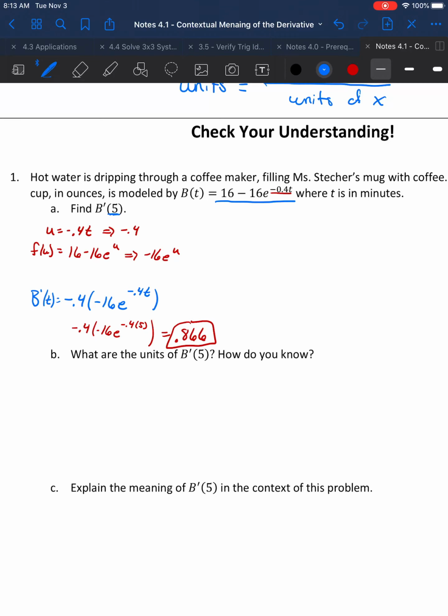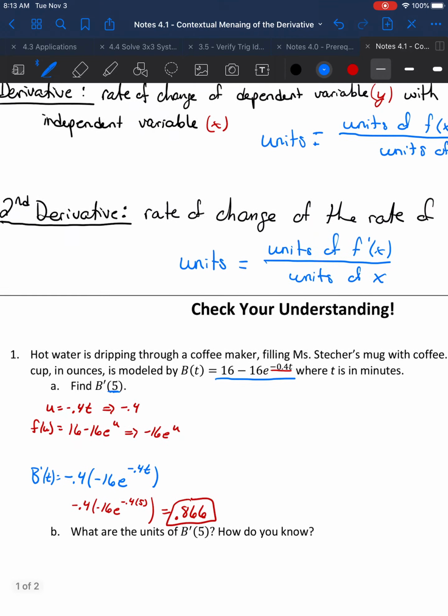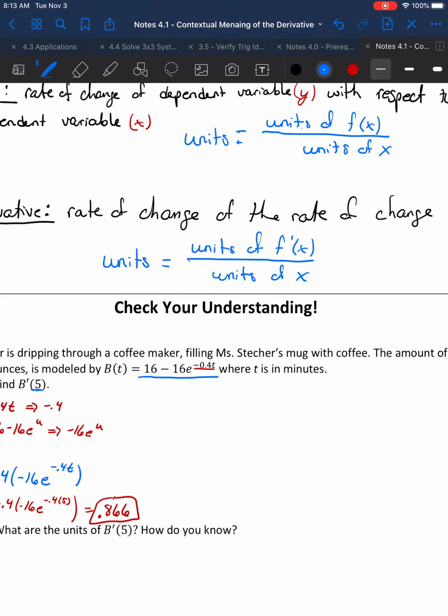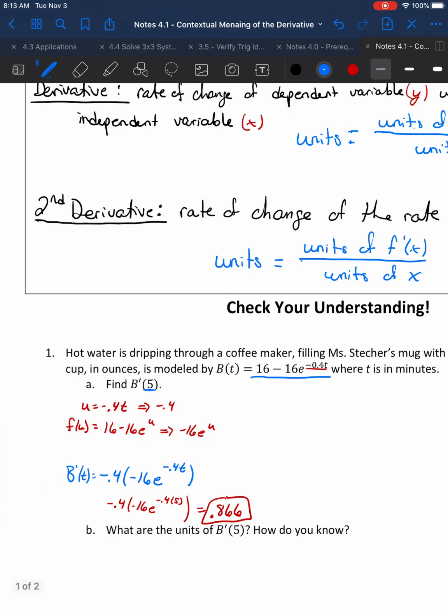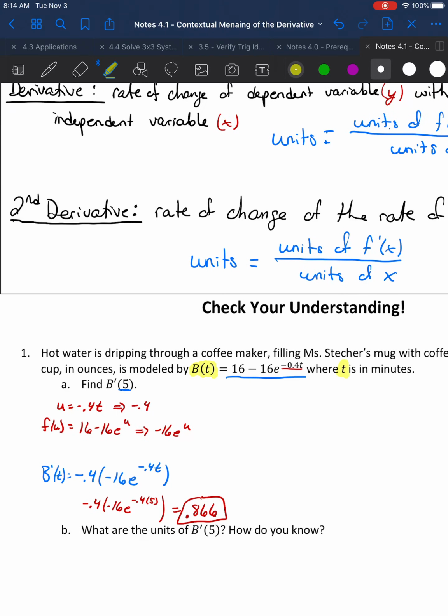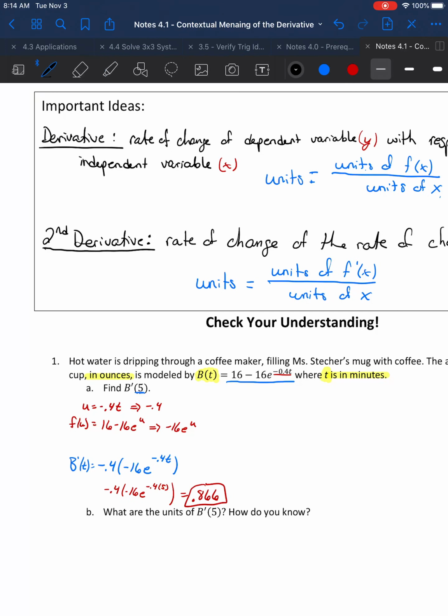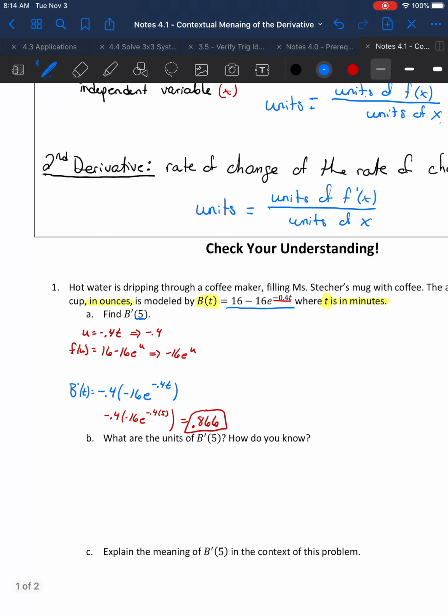Now, part B asks, what are the units of B prime of 5? Okay, so let's look up here. Units are the units of f of x over units of x. Well, here's my quote-unquote f of x. Let me go highlighter. And then t is my x. So what does B of t stand for? Ounces, and t is in minutes. So my units of B prime of 5 will be ounces per minute.